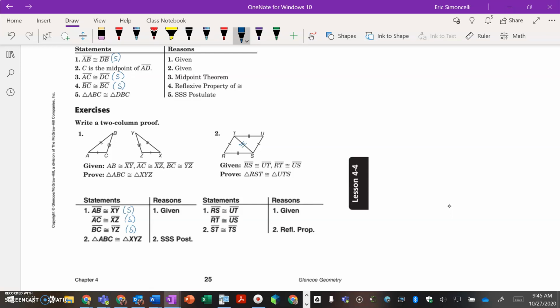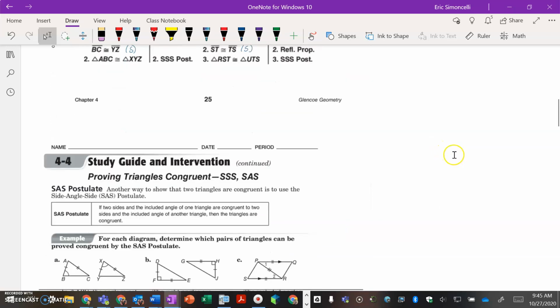So now we can highlight again S, S, S, and if it isn't already obvious, we can denote that our 2 triangles are congruent. Triangle RST is congruent to UTS in that order by side, side, side. Let's move on to the next page.